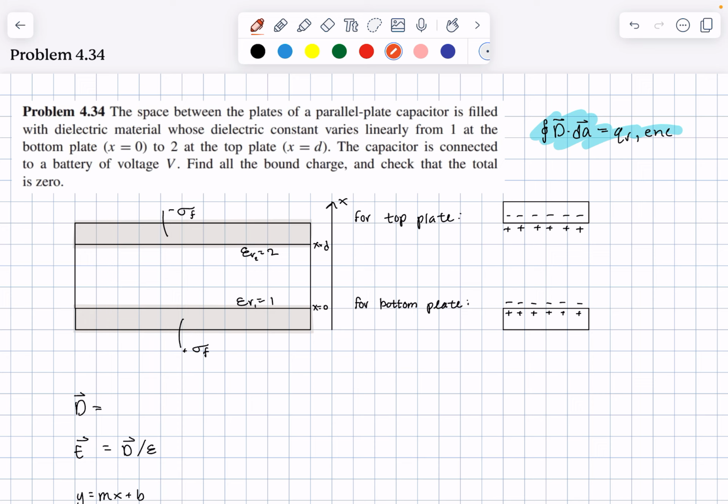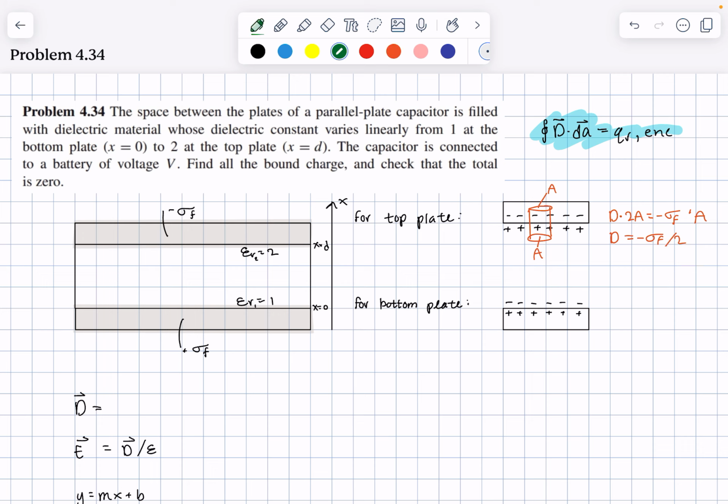For the top plate, we can define this closed imaginary surface that has an area A on top and A on bottom. And then because our area is known and our displacement is unchanging, we can say that D times 2A is going to equal our charge enclosed, and our charge enclosed here will be our negative free charge density times area. And so then our displacement will just be equal to our negative free charge density over 2.